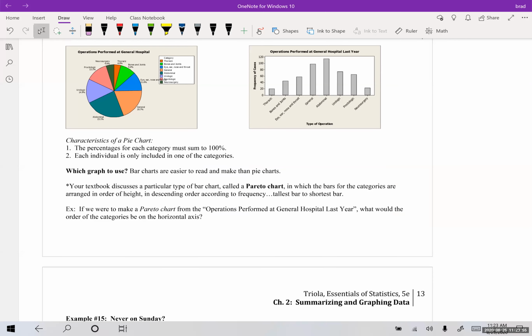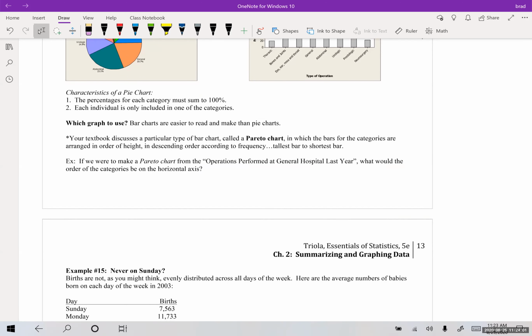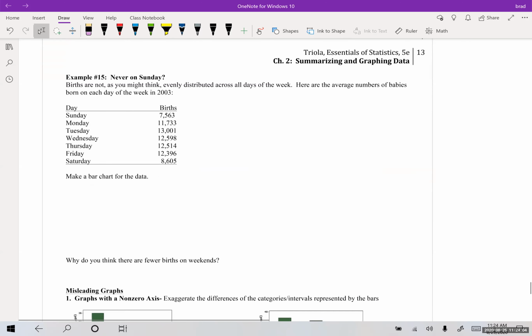You guys can read over those. I think you're familiar with these two. I don't want to spend too much time on this. You can look at that and figure it out for yourself.